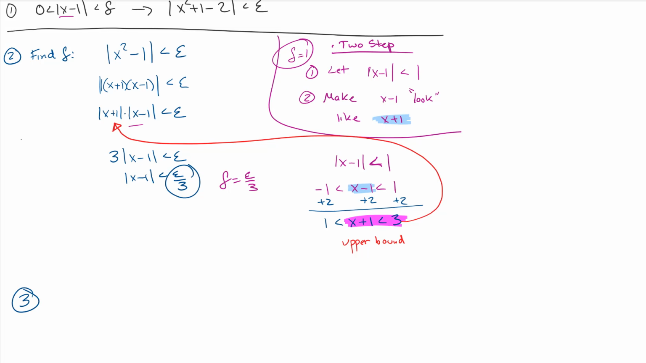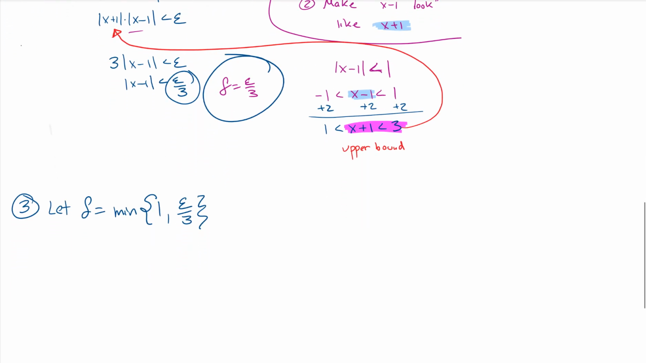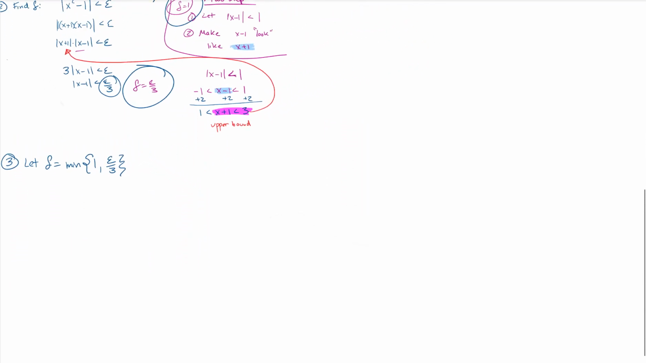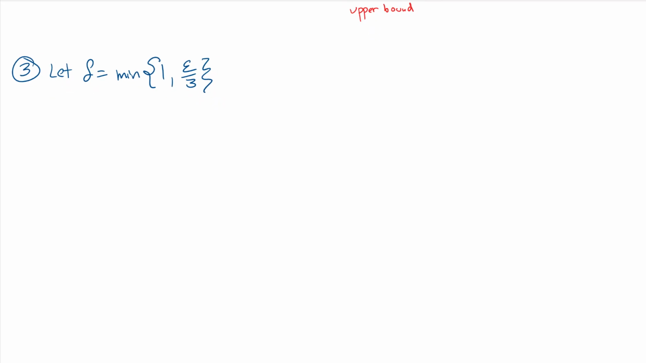So here's what we're going to do. We're going to let delta equal the minimum, there's my curly brace, of 1 and epsilon over 3. Those two choices. It's always going to be 1 whenever you figure it out to be. So what we're going to do is, while we're going to choose the minimum, we're not going to mess with the 1.